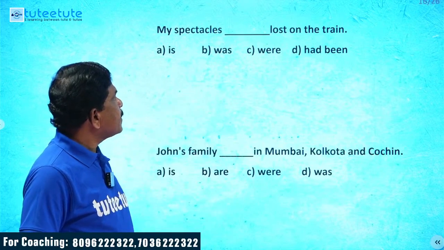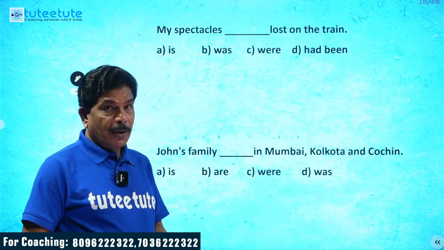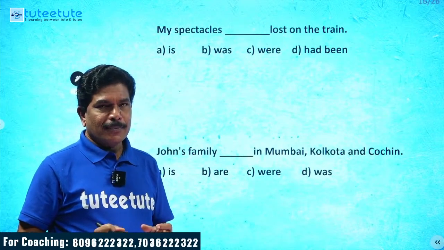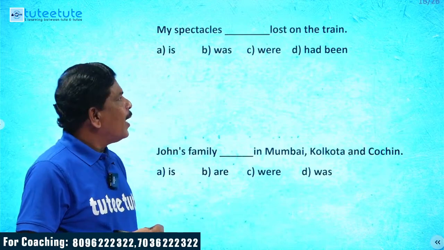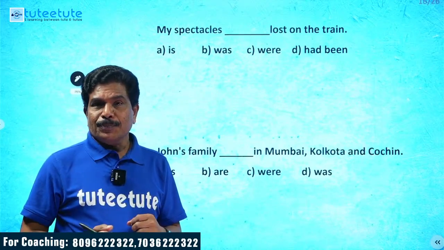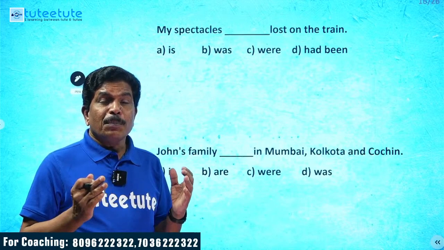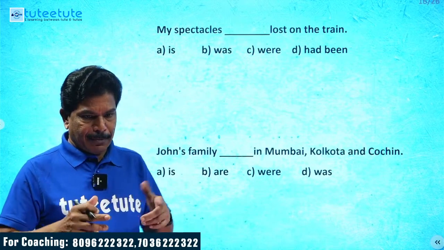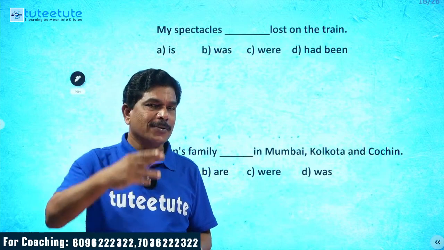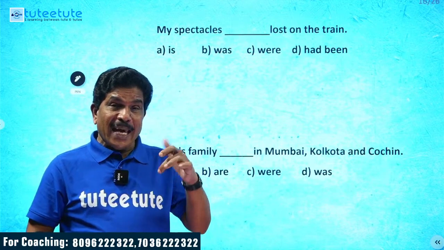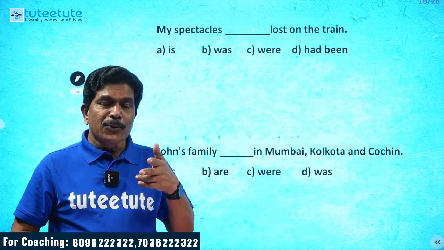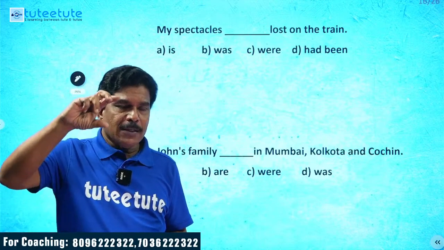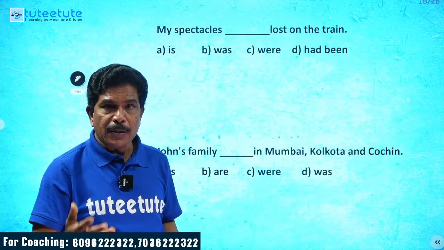Here, my spectacles dash lost on the train. My spectacles. Spectacles. Specs or glasses. Is it plural or singular? Nouns of pairs of objects are always plural. For example, scissors, used for cutting, scissors. It is plural. When you say a pair of scissors, that is singular. When you simply say scissors, that is plural. Then a pair of spectacles, that is singular. But when you say my spectacles, it is plural.